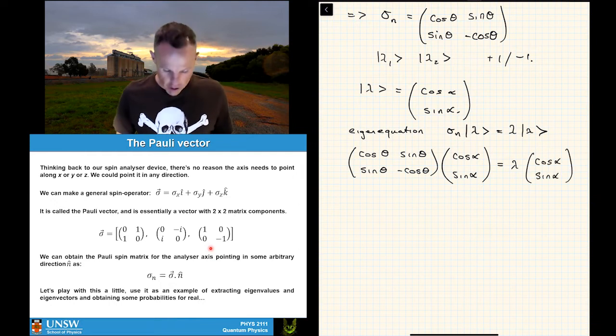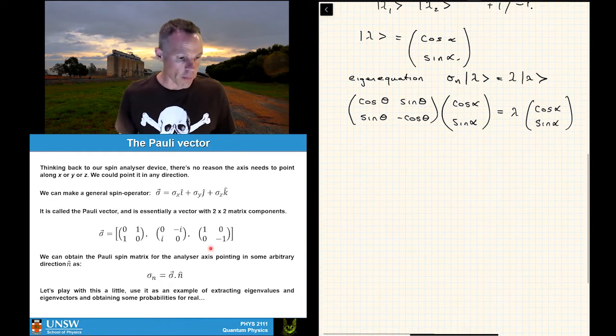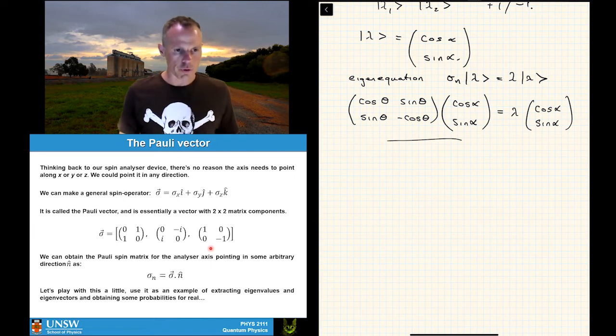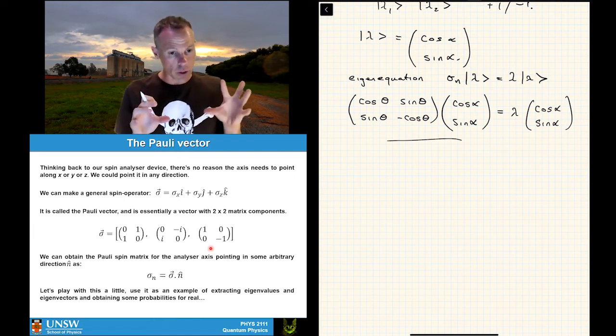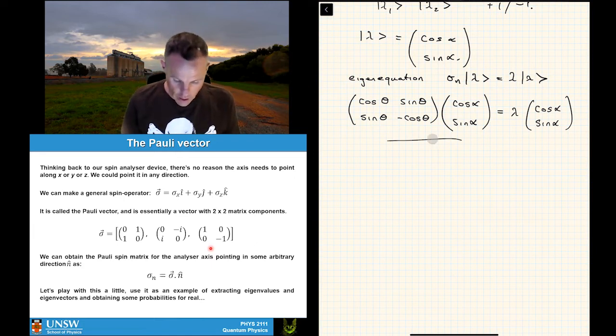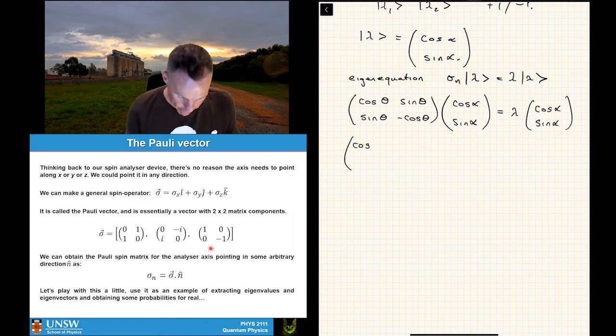Okay, so this is just our eigenvalue equation written in proper form. And up the top on the left-hand side here, what we've got is a matrix times a vector, and we can do that product. Okay, so let's work through and do that real quick. What we're going to get is a much bigger matrix that looks like cos theta cos alpha plus sine theta sine alpha.